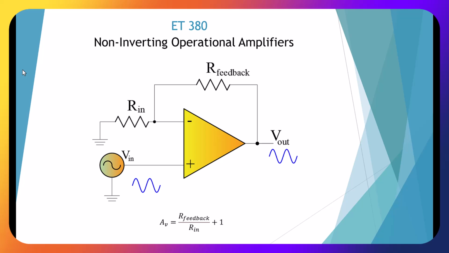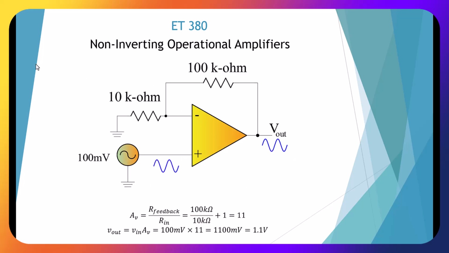A non-inverting operational amplifier will take its input signal and put it into the non-inverting input, and its formula is the feedback divided by the input resistor plus 1. Here's an example with the same size resistors, and our gain is going to be 11. 100K divided by 10K plus 1 is going to be 11.